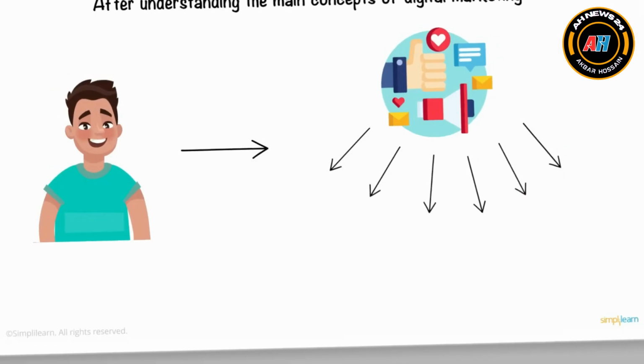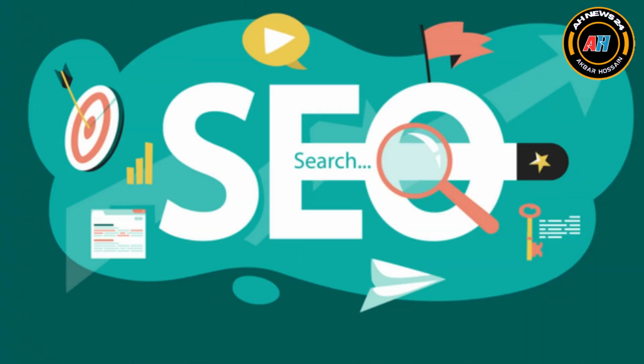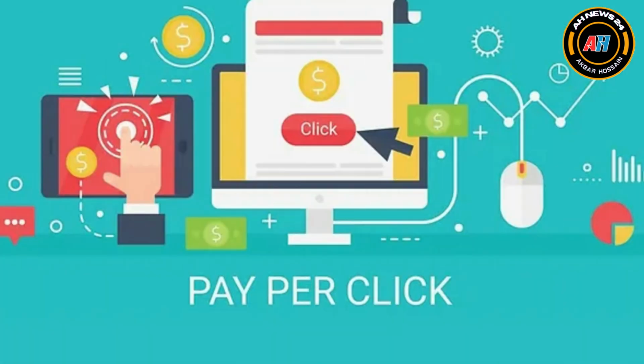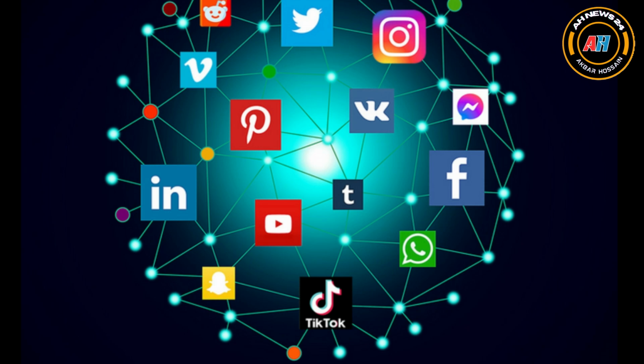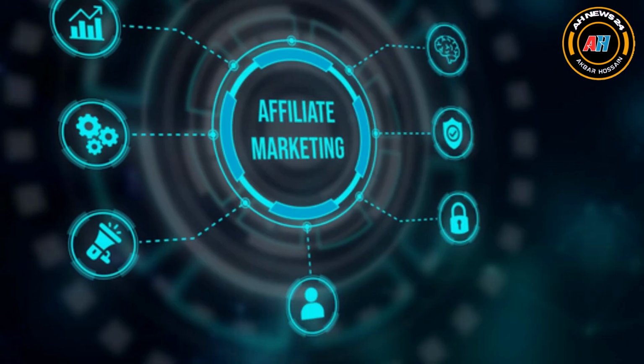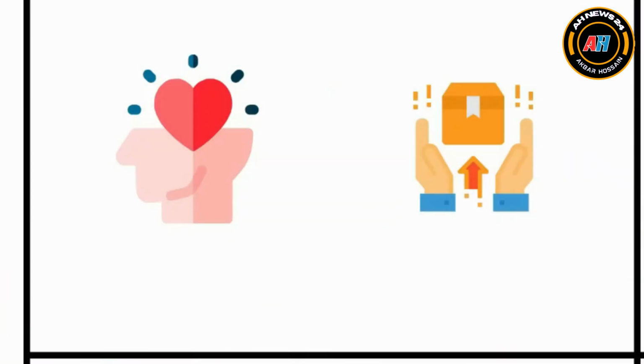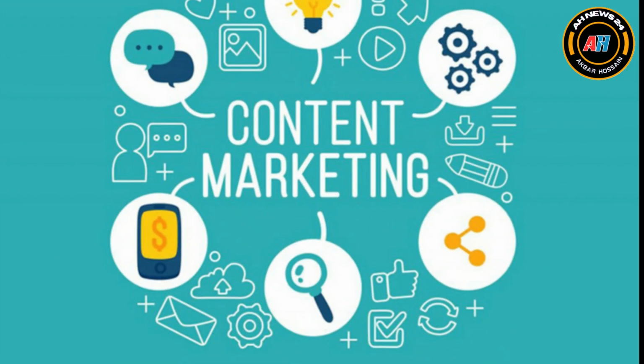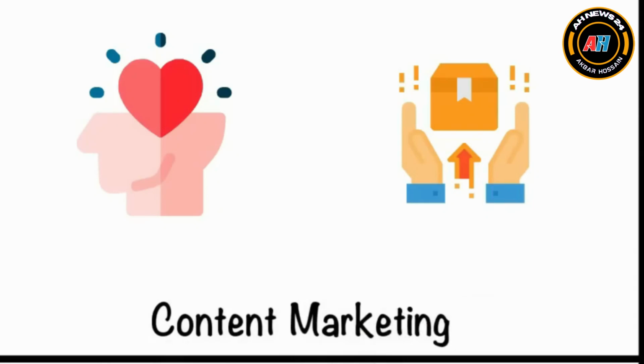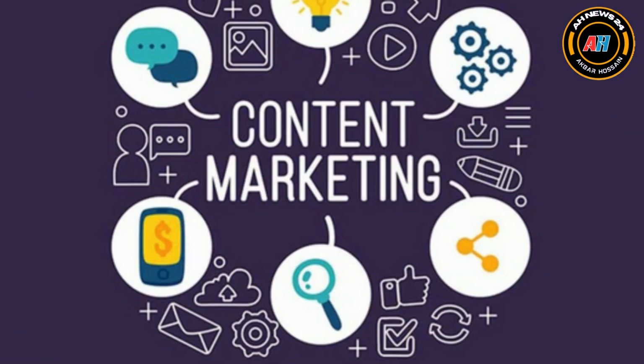Digital marketing types like content marketing, search engine optimization, pay-per-click, social media marketing, email marketing, and affiliate marketing. Content marketing created content like blogs, videos, infographics, and case studies so that he could generate audience interest in the brand's products or services. This was content marketing.